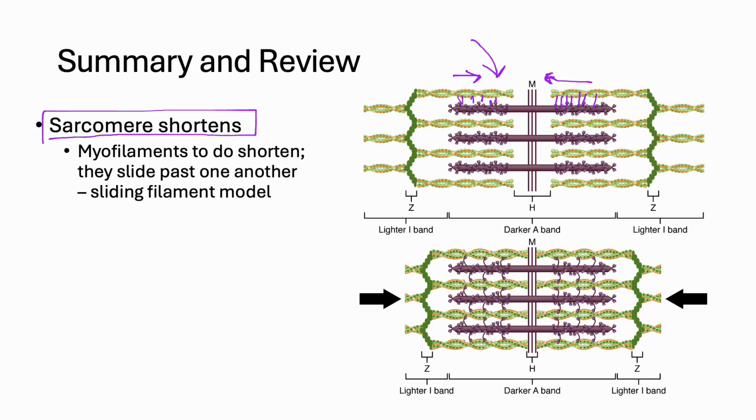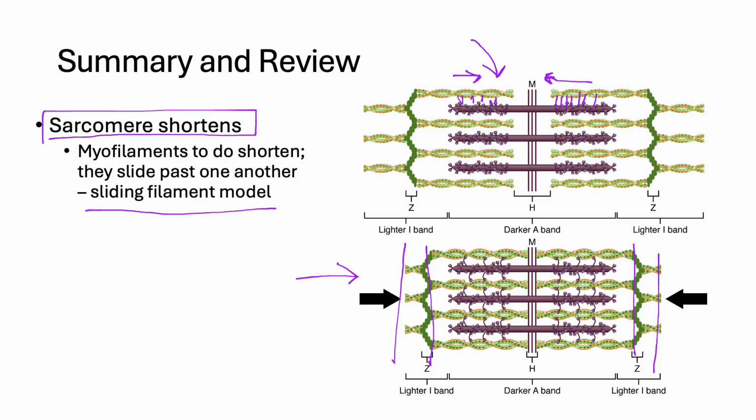So the result is what we see down here. The filaments themselves are not shorter, but they slide past one another, right? The actin slides toward the center because the myosin heads are moving it toward the center. And so the Z discs originally were here, and now they're here. So the overall sarcomere shortens because those filaments slide past one another. That's where they get the term sliding filament model, because those filaments are moving past one another.